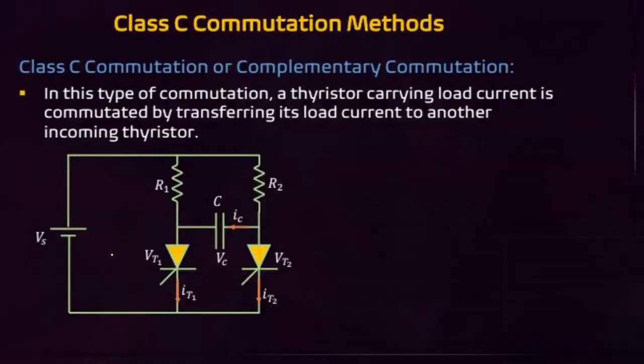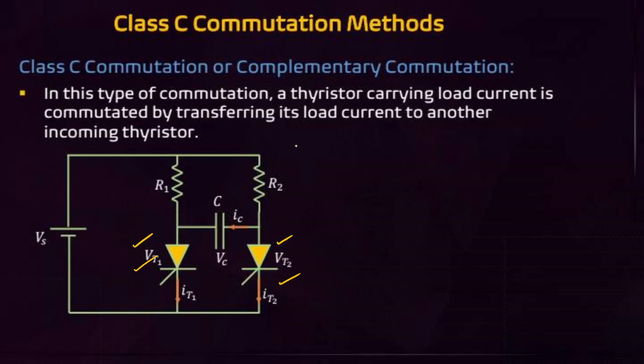Next, class C commutation, also called complementary commutation. Why this name? Turn on of one thyristor will turn off the other thyristor. For example, when I turn on T1, T2 will be turned off, and when I turn on T2, T1 will be turned off. That's why it is called complementary commutation. It is mainly used in the parallel inverter and even the current source inverter.